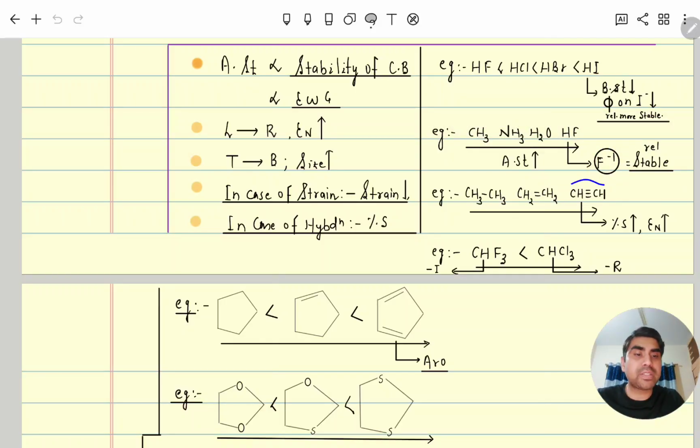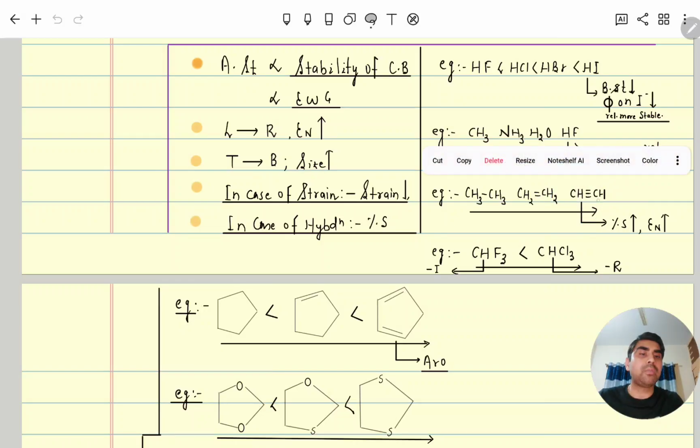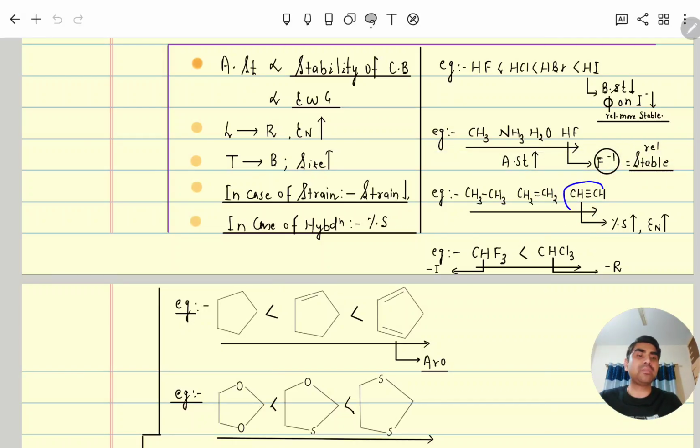Next, here you can see that in the triple bond the percentage of s character is more, so the more the percentage of s character, the more stable the conjugate base will be, because it is more electronegative, so it can sustain that negative charge. Whereas here the percentage of s character is relatively less, here very less. So which one is more acidic? This one, because its conjugate base is more stable.